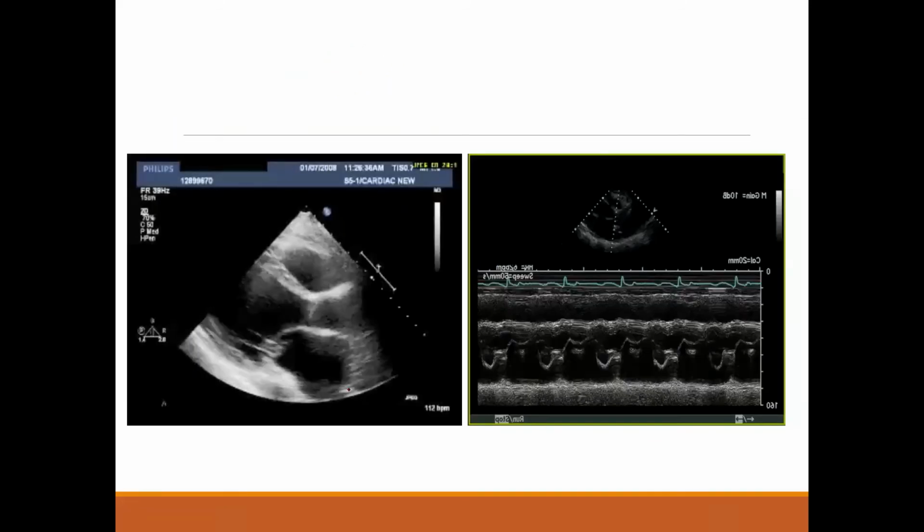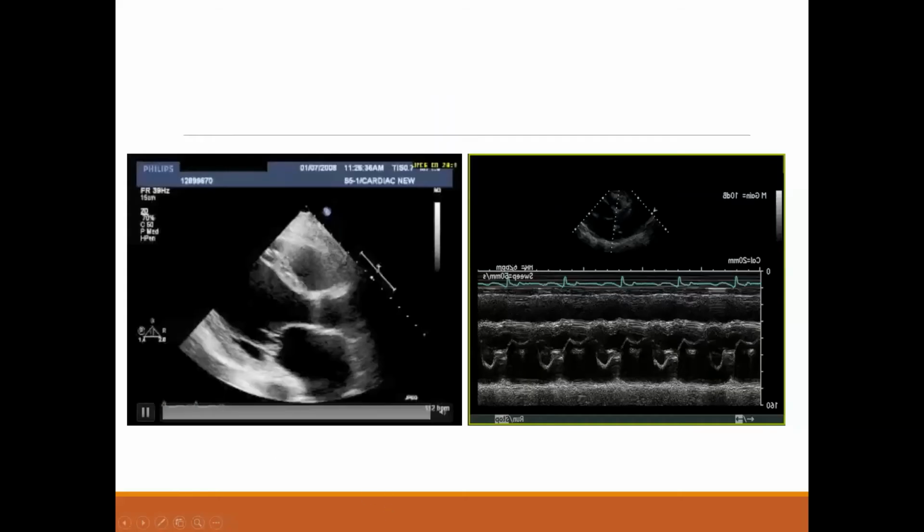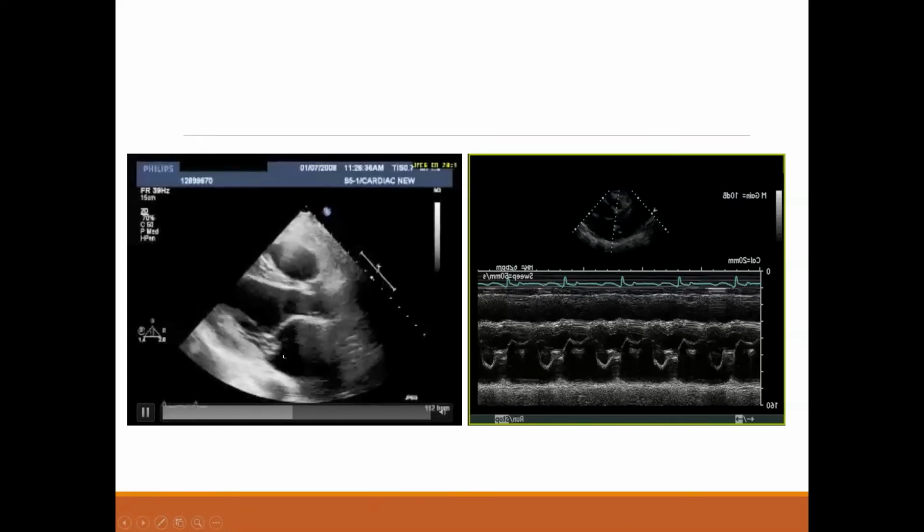Okay, I can take it. This is a long parasternal axis view, showing a mildly dilated left atrium and also a dilated left ventricle, with the posterior mitral leaflet looking prolapsing. Yes, prolapse of the posterior leaflet.